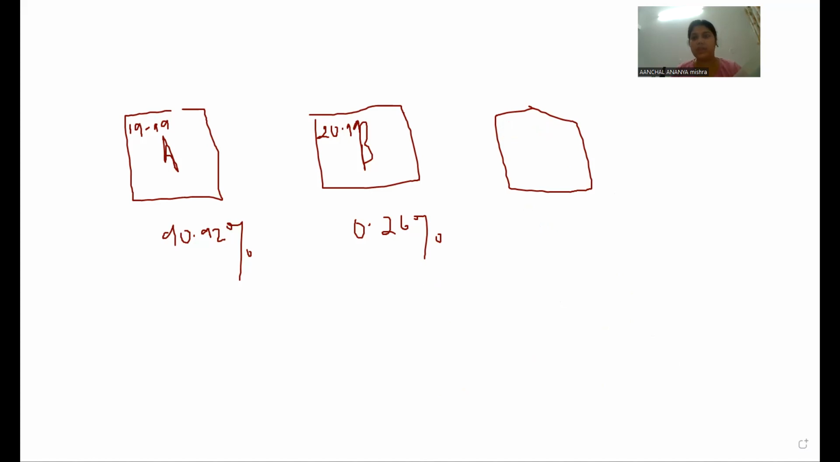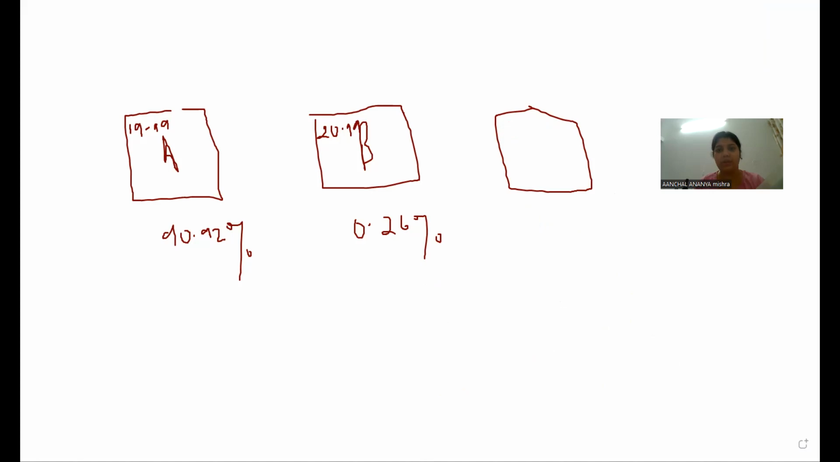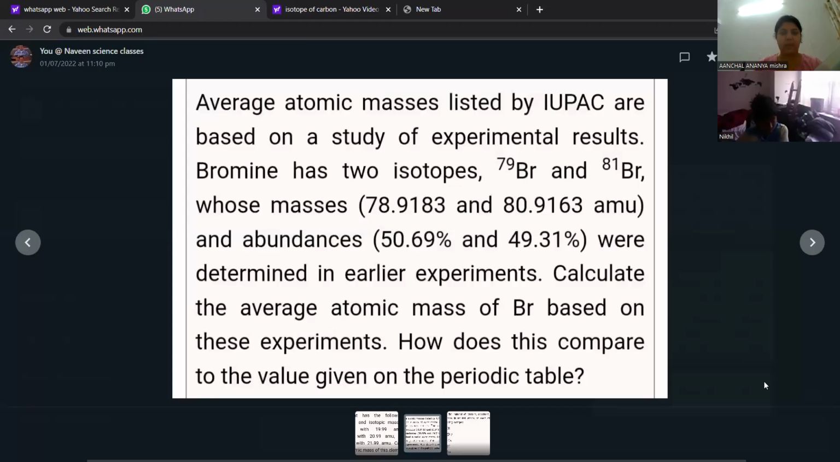I'll just close this whiteboard. Now we had one more question, I guess. Try solving this question as well. We'll just practice some questions, so we know if we are getting the point. Read this question and try to understand.